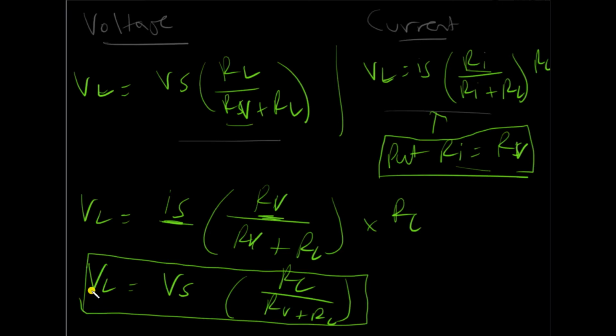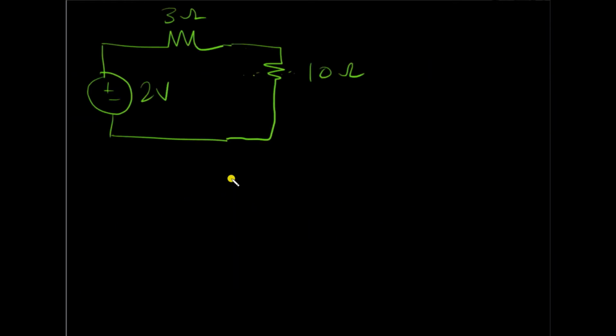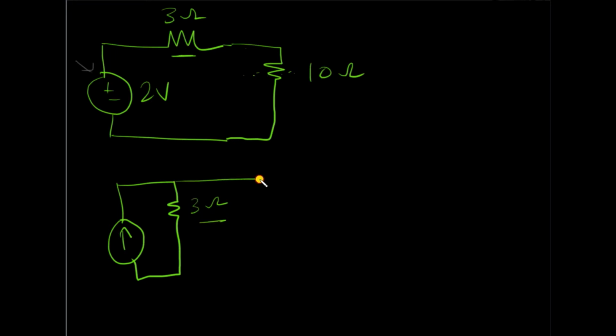So let's just see a practical implementation of this. For example, if I have this circuit and I want to replace this source with a current source, I could just do this: I'll draw the current source here, and because the internal resistance is in parallel, the internal resistance for the voltage source is 3 ohms, so the internal resistance for the current source would also be 3 ohms, and then I can just draw the same circuit here, which is the 10 ohm resistor. So the internal resistance would be the same. But what would be the value of the current?